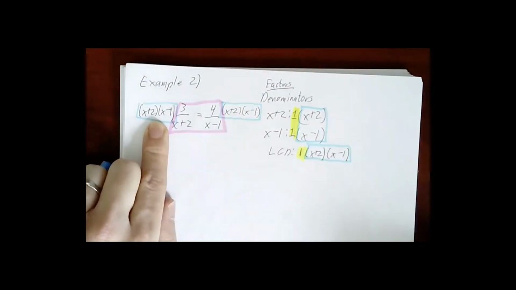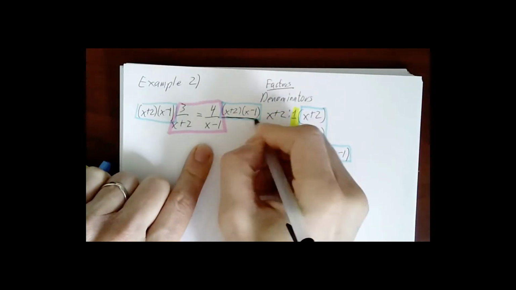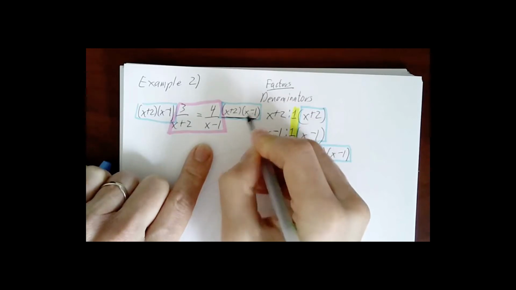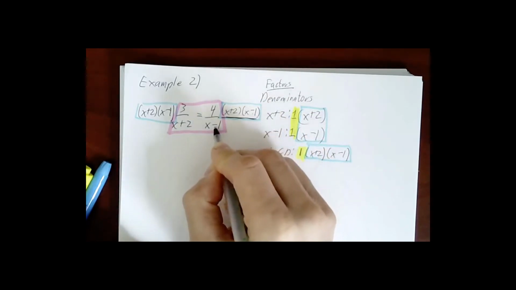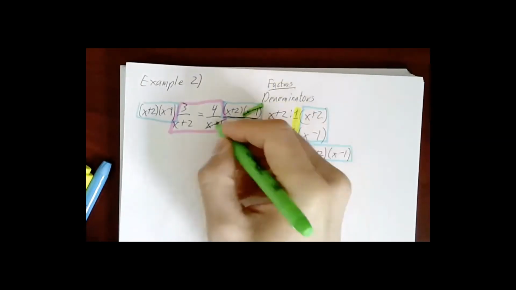For step number 2, I'm going to cross cancel where I can. I notice that this now has a numerator with an x minus 1, and I have a denominator with an x minus 1. And similar to previous videos where we learned how to cross cancel rational functions, you'll notice that the x minus 1 and this x minus 1 now cross cancel.